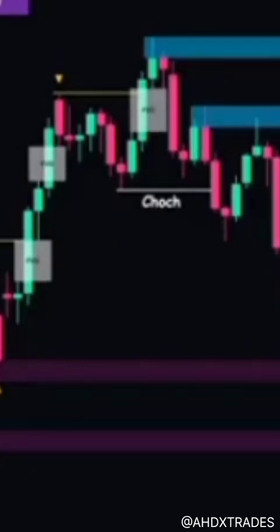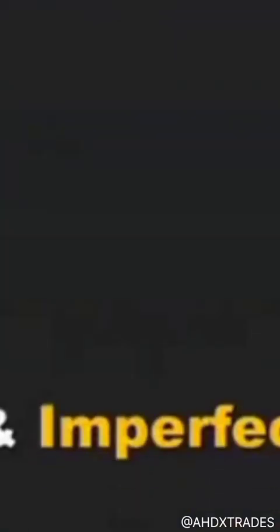It is important to remember that we cannot control the market. What we can do is prepare ourselves for the different scenarios that may happen. Ideal and imperfect trends. How to identify true reversals.